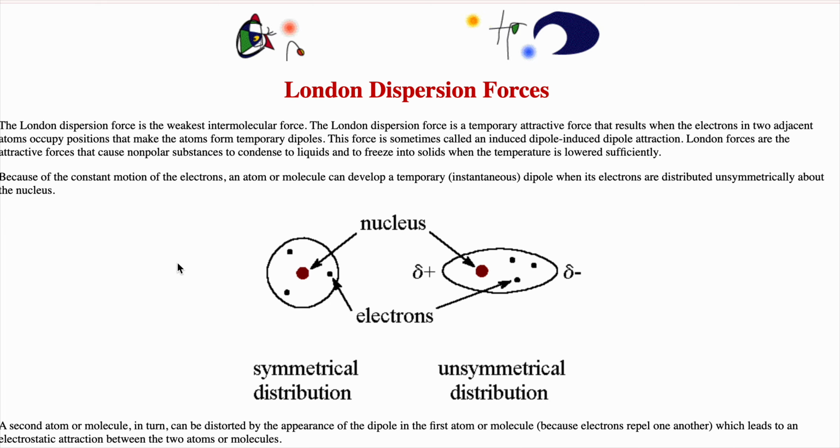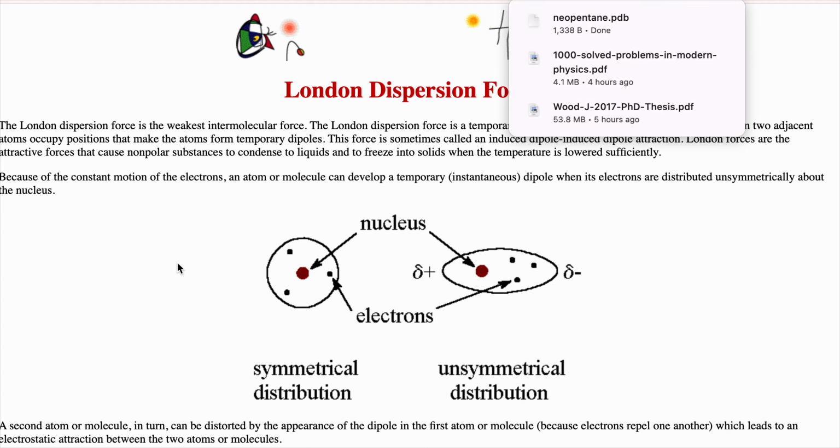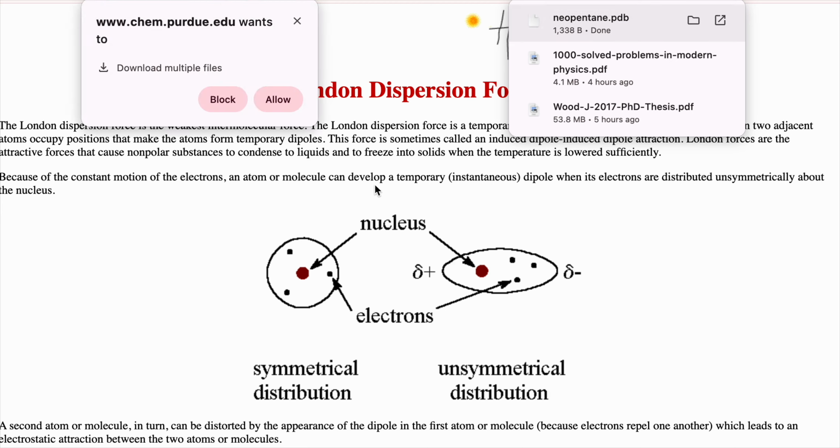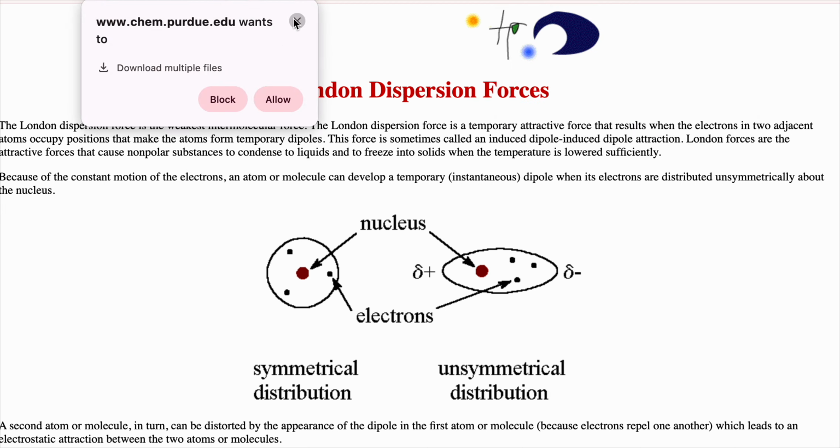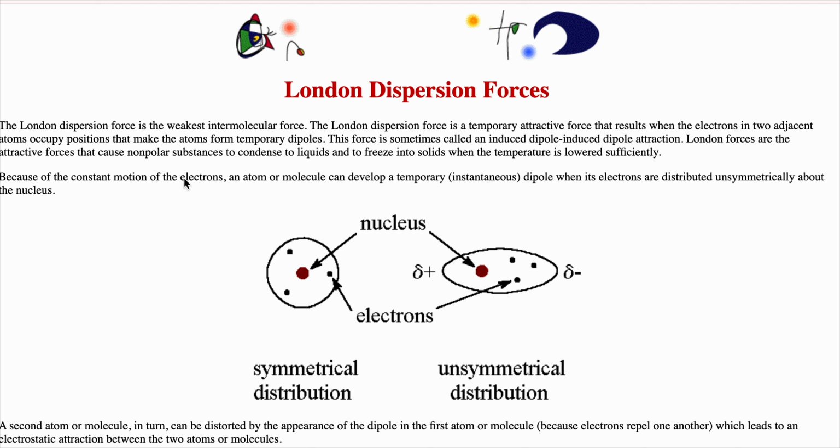London dispersion force is the weakest intermolecular force. It is a temporary attractive force that results when the electrons in two adjacent atoms occupy positions that make the atoms form temporary dipoles. The force is sometimes called an induced dipole attraction. London forces are the attractive forces that cause non-polar substances to condense to liquids and to freeze into solids when the temperature is lowered sufficiently.